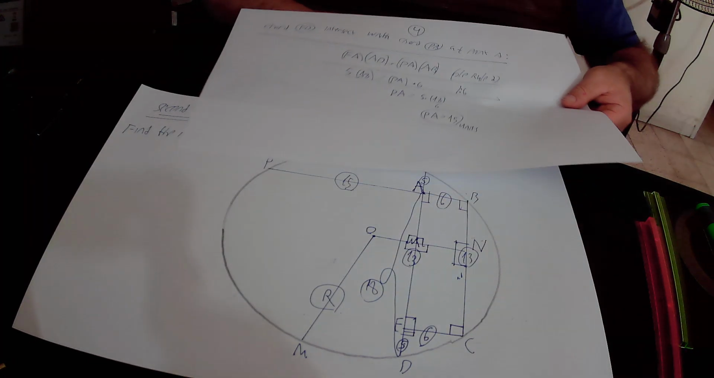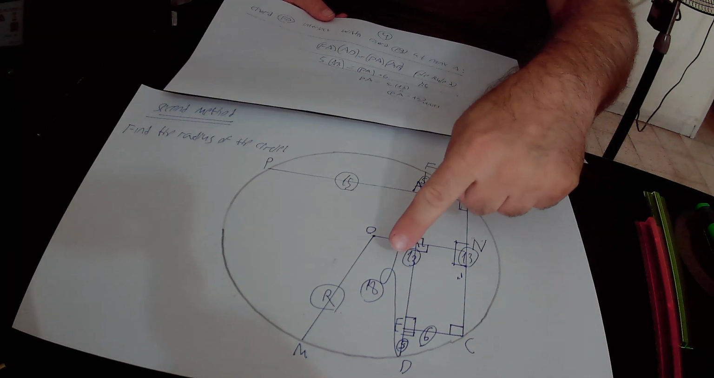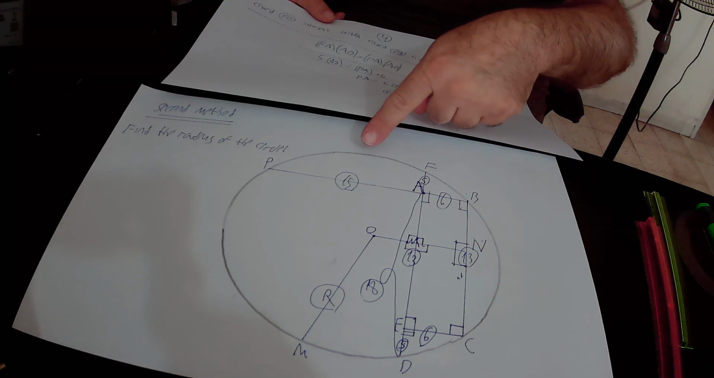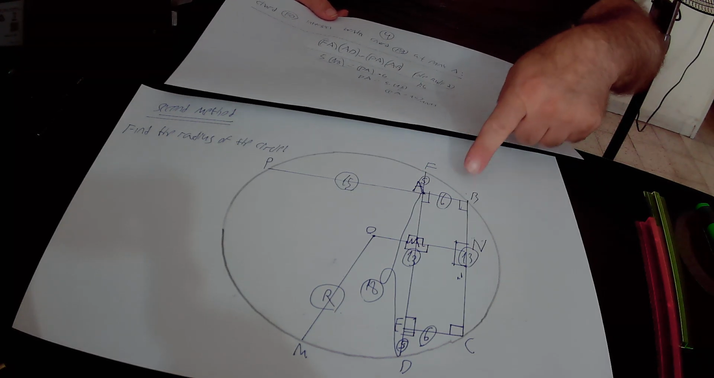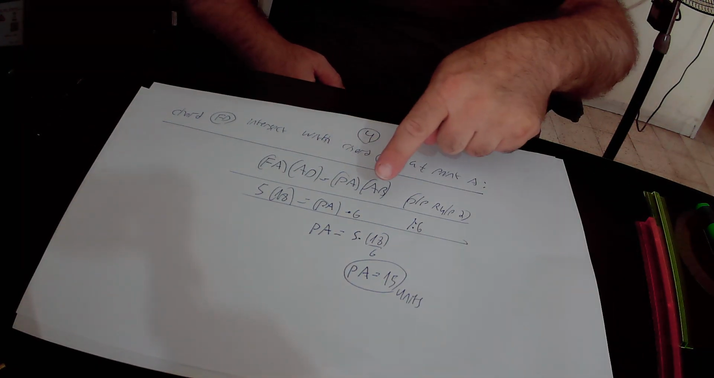FA equals 5 units, AD equals 18 units, PA is the missing line segment, so we leave it as it is, and AB equals 6 units. In conclusion, we found that 5 times 18 equals PA times 6.